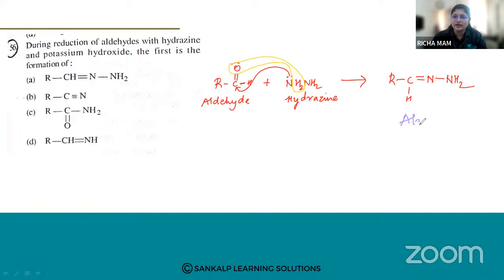So aldehyde, hydrazone. Okay, so when you have a double bond and an NH2 group, aldehyde and hydrazone. So which is the answer here? CHNNH2. So option A. Yes, Madan has answered. Very good. What about others? I want answers from all of you.